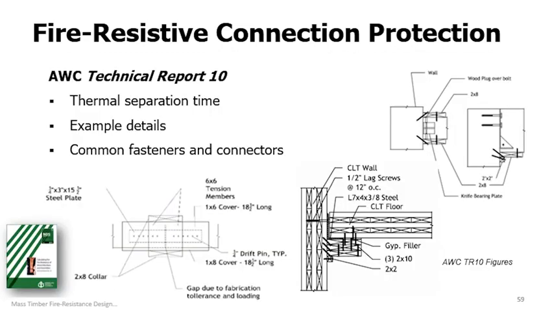Furthermore, TR10 contains examples and details that graphically show how to properly design the protection for some of the more common connection configurations. The details on this slide are from TR10. The one on the left shows one possible method of protecting an angle ledger. That's a connection between a CLT floor and a supporting CLT wall that uses an angle. And the detail on the right shows a design example of protection from a beam column connection using a concealed knife bearing plate.